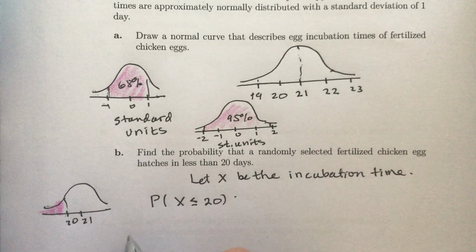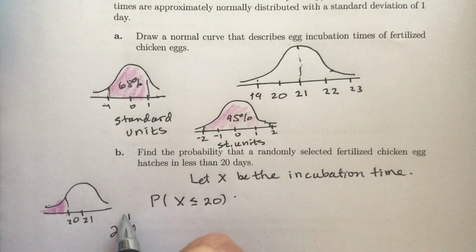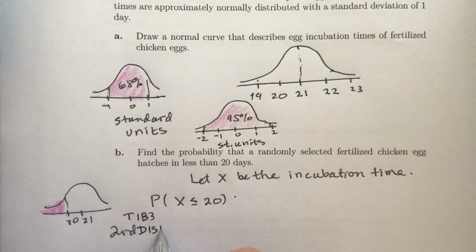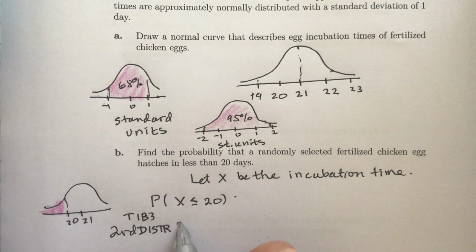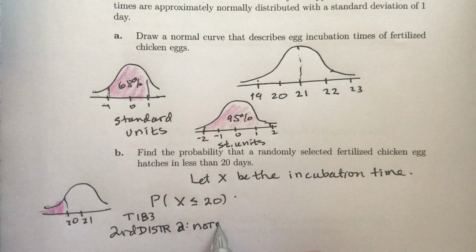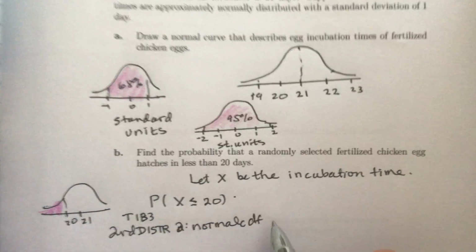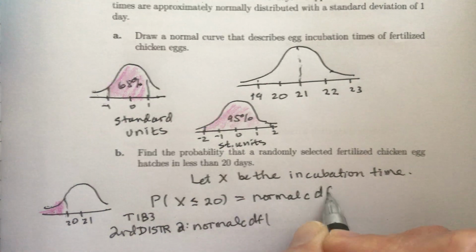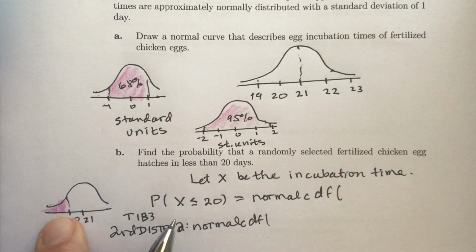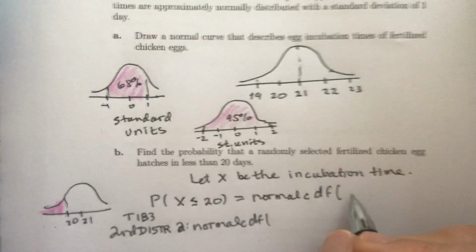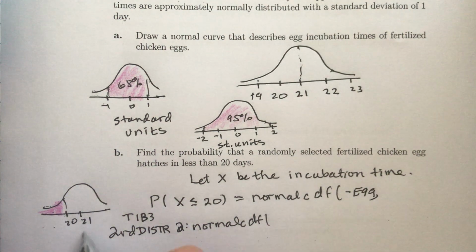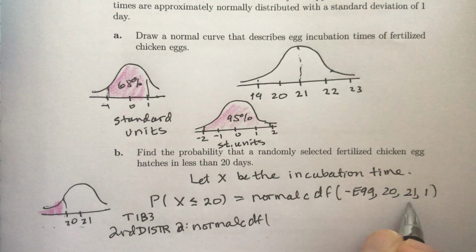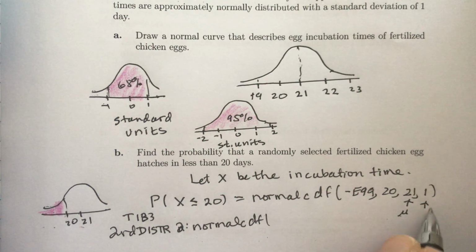So that's too fast, but okay, so on the TI-83 we're going to use 2nd distribution, option 2, which is normalcdf. I'm going to pick the left endpoint, which is just the largest negative number I can put in the calculator, negative E99, and then it's going to come up to 20. And then I'm going to put the mean, which is 21, and the standard deviation is 1. So this is the mean, the standard deviation.